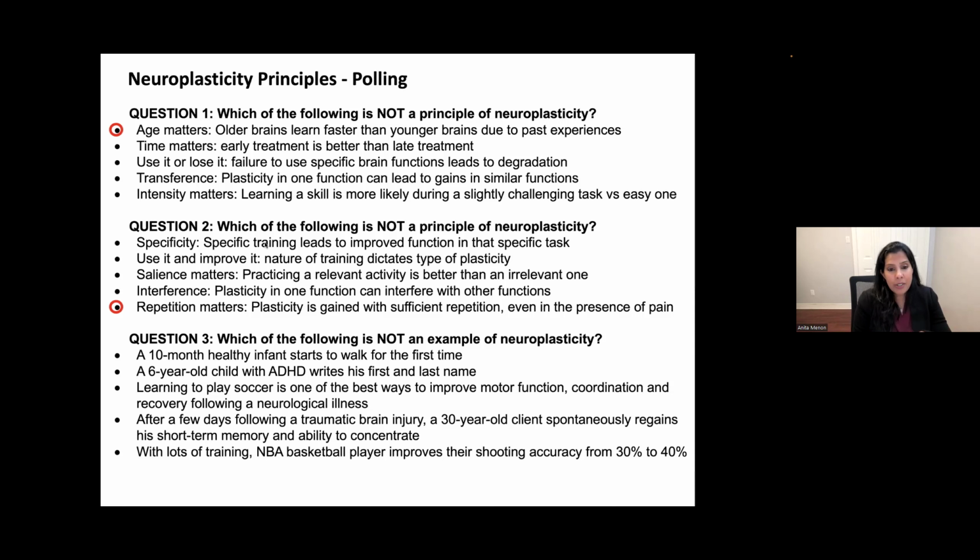In terms of salience, practicing something that's meaningful or relevant leads to better neuroplasticity than something that's irrelevant. So that's true. And then finally, interference. Plasticity of one function can interfere with another. That's where we talked about how if you practice a bad habit and strengthen that bad habit, it can interfere with other functions of the brain as well. You don't want to have interference happen. You want to make sure that you're practicing the correct movements.